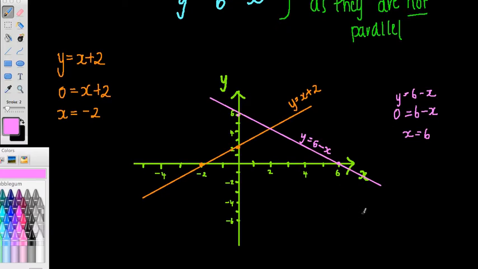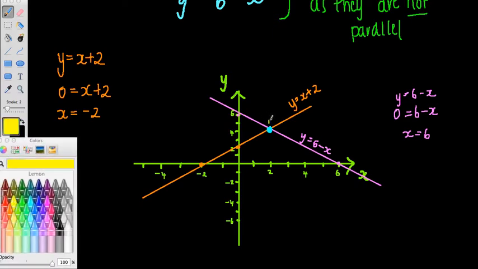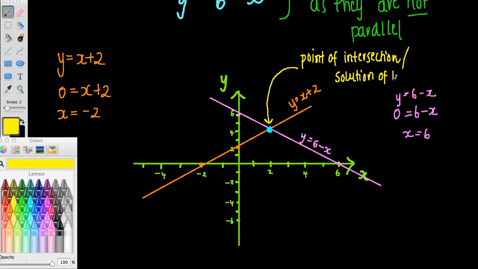Okay, so we have graphed the two equations on the same set of axes, and what you will see is they do meet. They do meet here. Now this point, we do give it a name. We call this the point of intersection. Another phrase we use, it's the solution. It is the solution of the simultaneous equations.